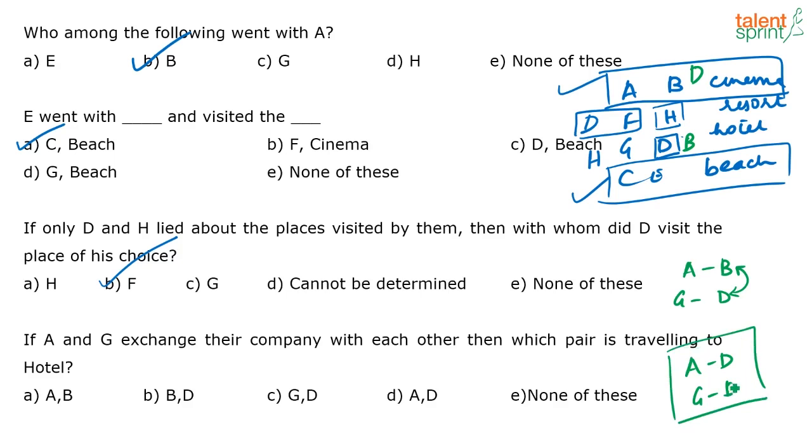So which pair is going to the hotel? See, A and G are not changing their places, right? They are just exchanging their company with each other. So A is giving his or her company to G, and G is giving his or her company to A. So in that case, which pair is traveling to the hotel? A and G don't change their positions. So G and B have to go to the hotel. Correct? So the correct answer here will be none of these, because G and B have to go to the hotel.